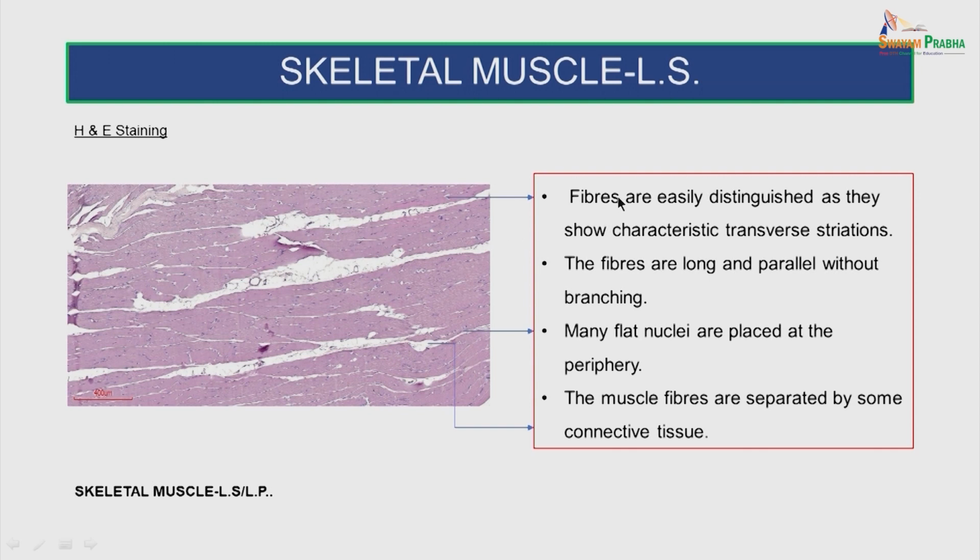In longitudinal sections, the fibers are easily distinguished as they show characteristic transverse striations. The fibers are long and parallel without branching. Many flat nuclei are placed at the periphery. The muscle fibers are separated by some connective tissue.